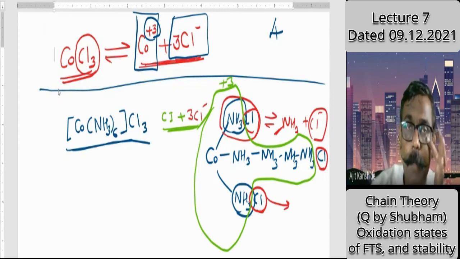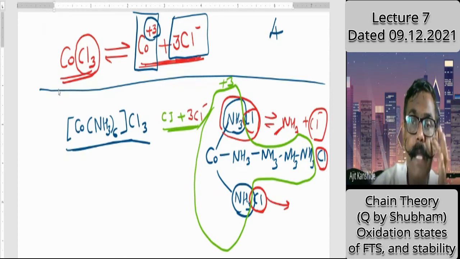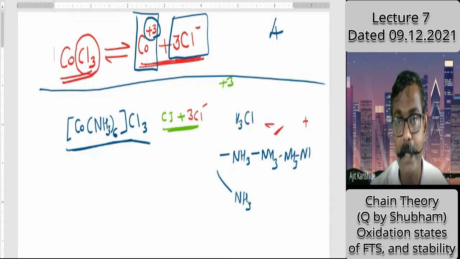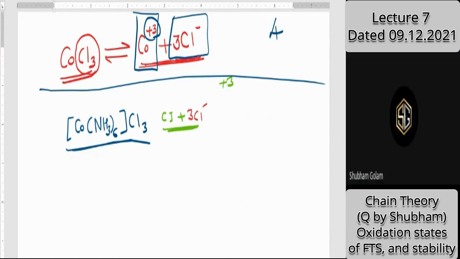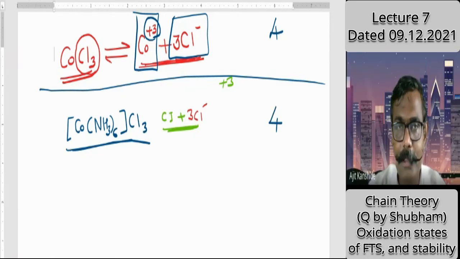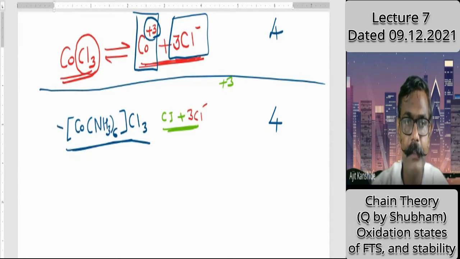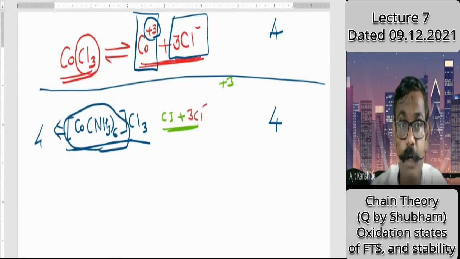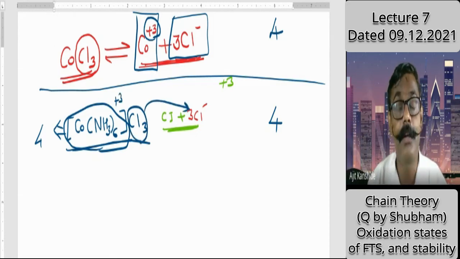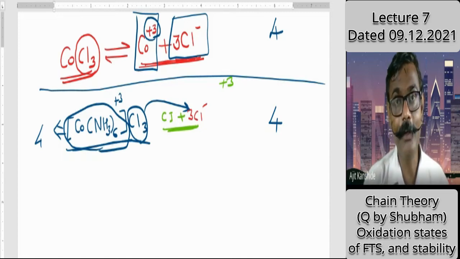Now answer my question, how many ions are there in this complex? One complex ion and 3 Cl- ions. How many ions are there? 4. Right, four. Werner also said the same thing. He said there are 4 ions. One complex ion, with charge +3, and these 3 Cl- as usual. So at first instance, they thought chain theory is correct.